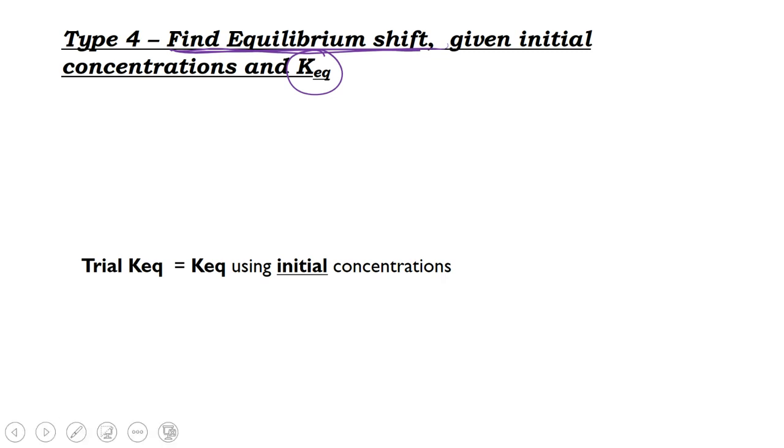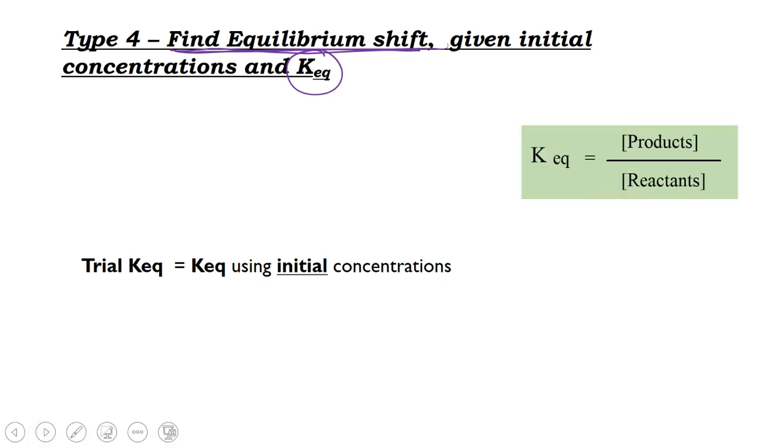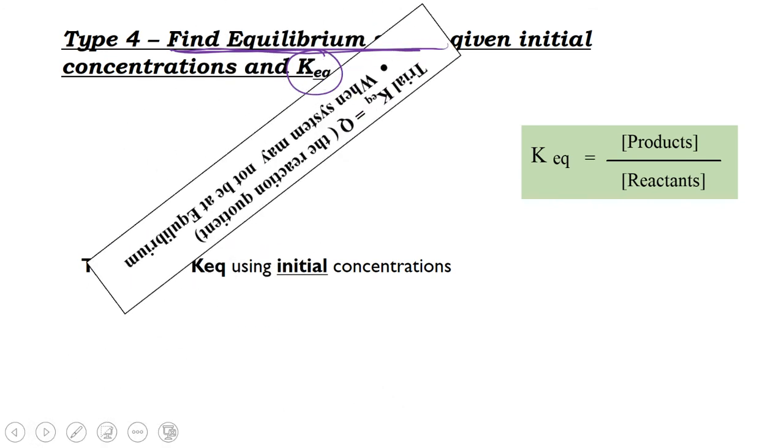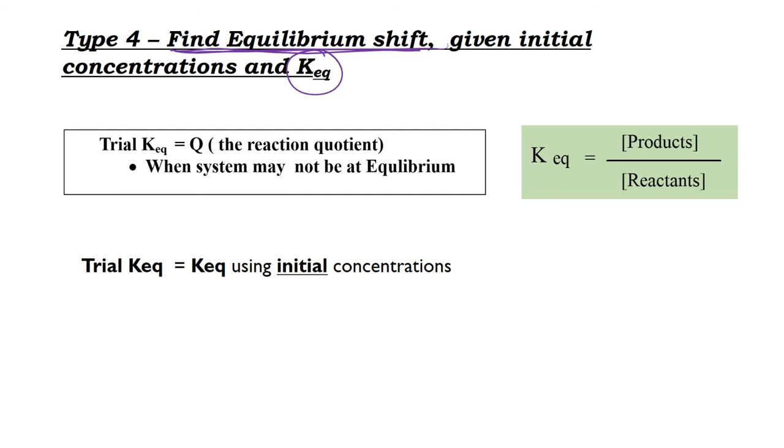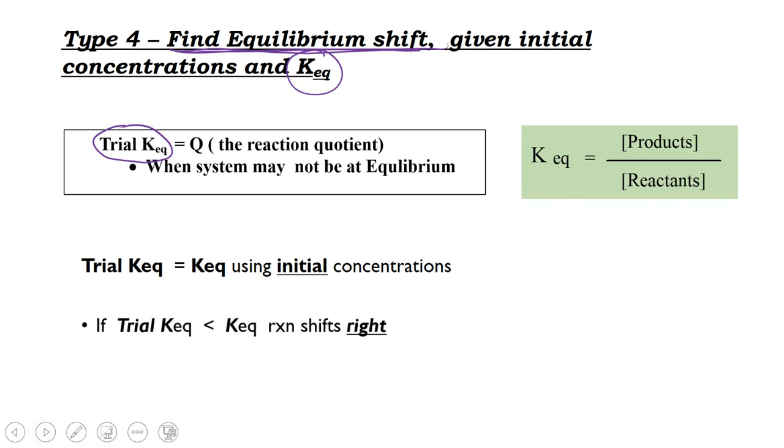So what we're going to do is calculate KEQ with the initial concentrations, okay? We're going to call this number we come up with the trial KEQ. The only reason we call it the trial KEQ is because we don't know if we're at equilibrium yet. We're just trying to see where we are, okay? If the trial KEQ we come up with is less than the actual, then my reaction is going to shift to the right.